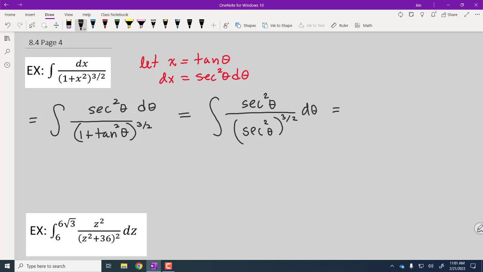So does everybody see that this simplifies to secant cubed in the denominator? We multiply these exponents, so those 2's cancel. 3/2 times 2 is 3. So we're left with 1 over secant. And what is 1 over secant? Cosine. And the integral of cosine? Sine. Very good.